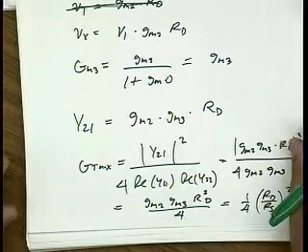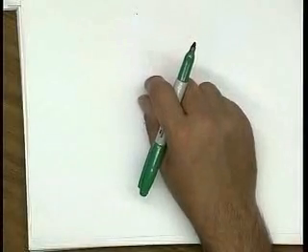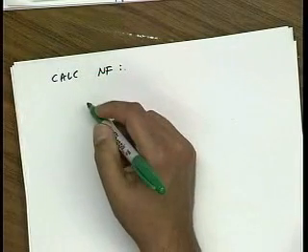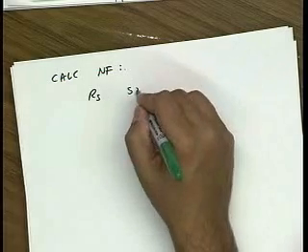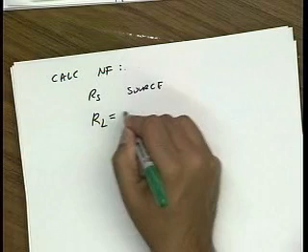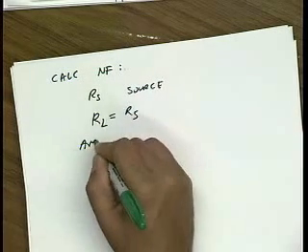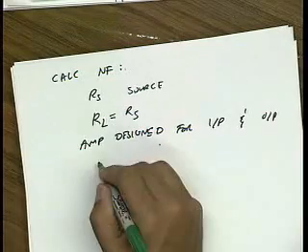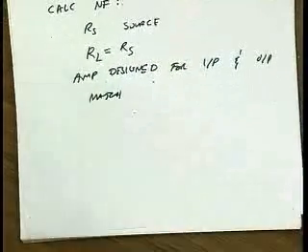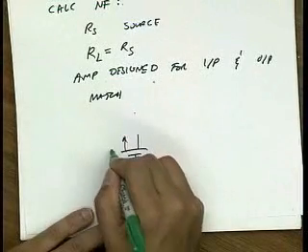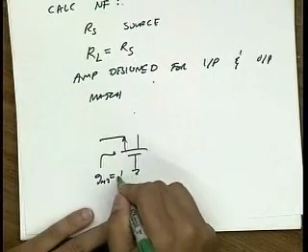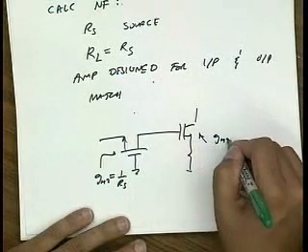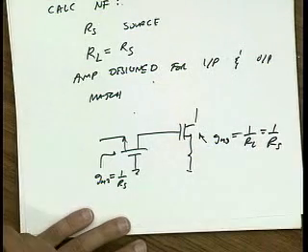Okay, so the next part is noise. You're asked to calculate the noise figure. So we want to calculate the noise figure under the following condition. Source resistance is RS. You have a matched load equal to RS. And the amp is designed for input and output match. Okay? So that tells me that if it's designed for an input match, GM2 is equal to 1 over RS. And since it's designed for an output match, that tells me that GM3 is also equal to 1 over RL, which is also 1 over RS.